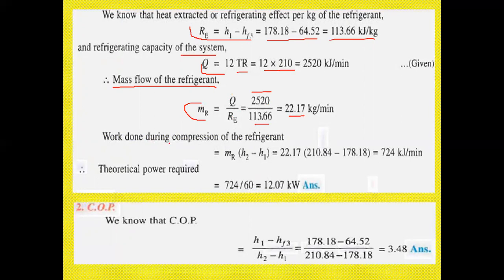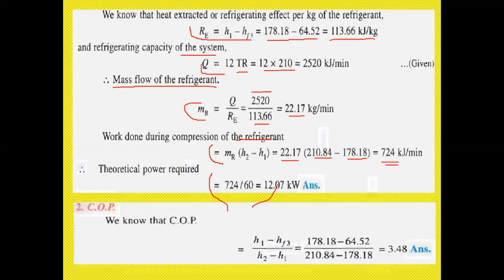Now the work done during the compression of the refrigerant is equal to, this is the formula, MR into H2 minus H1, that is equal to 22.17 into, MR what we got, and H2 value we know, H1 value we know. So this is the value we got. Then the theoretical power required is equal to 724 by 60, that is equal to 12.07 kilowatts.